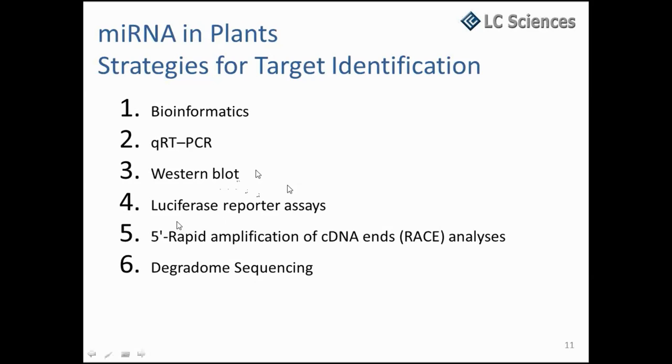And we also have another low throughput method, called the luciferase reporter assay, and another sequencing method called 5' RACE, rapid amplification of cDNA ends. And the last one, and also an important next generation sequencing method, is called degradome sequencing. It fundamentally uses a similar method as the number 5 method, the RACE method, but it is high throughput.